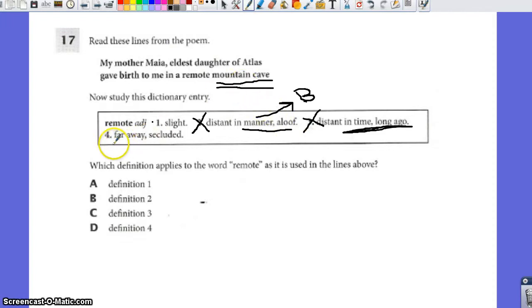Here we have the meaning far away or secluded. Could you describe a mountain cave as being far away? Yeah, that seems to make the most sense. So even though I don't know what slight means, this seems like it's the best answer choice. So I'm going to go with definition 4.